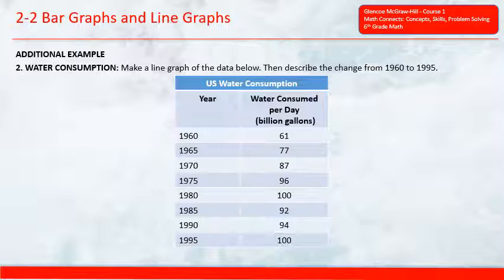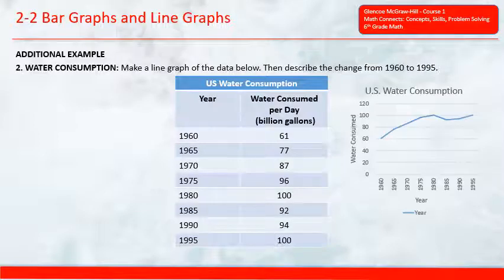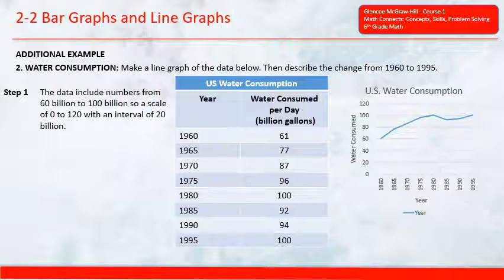So you'll notice the left column is the year, the right column is the water consumed per day, and it is in billions of gallons. So in 1960, U.S. water consumption was 61 billion gallons per day. And if we do our line graph, the data is 60 billion to 100 billion, so a scale of 0 to 120, with an interval of 20 billion.